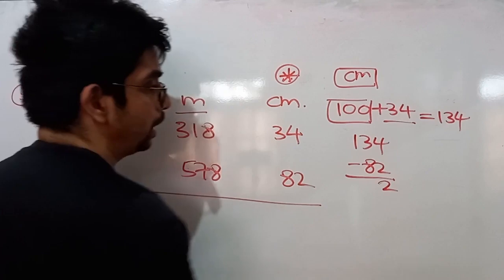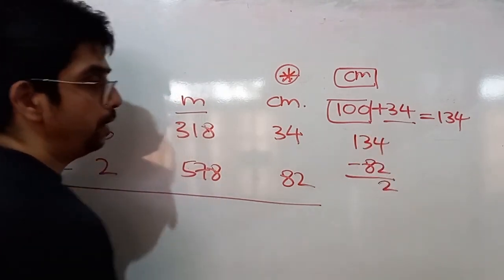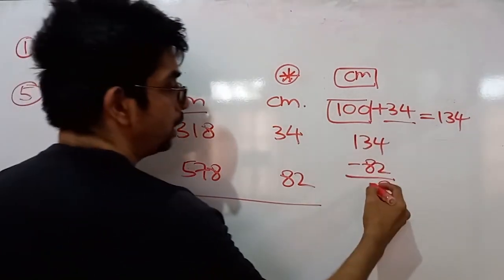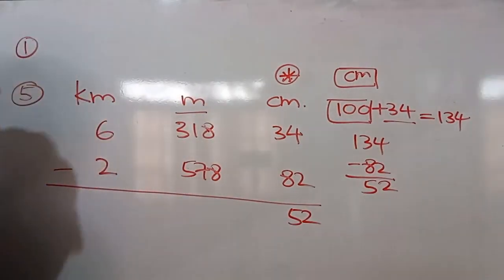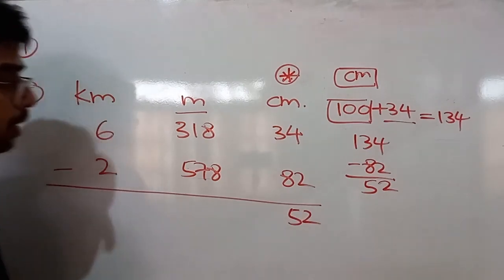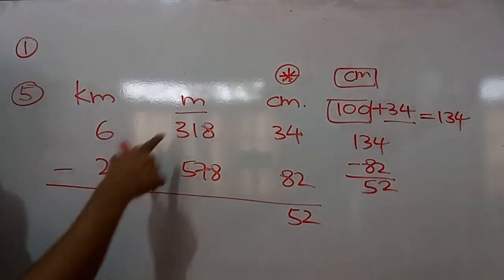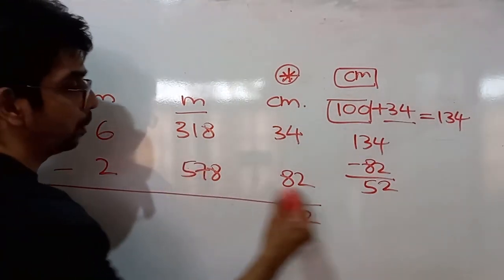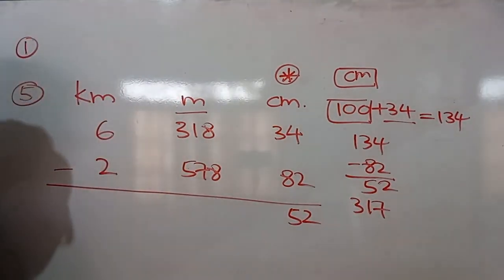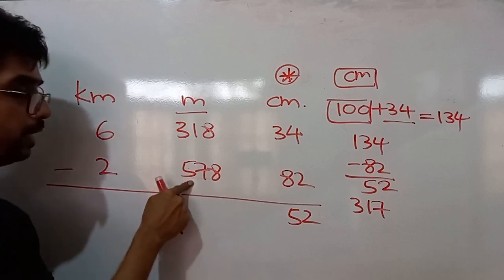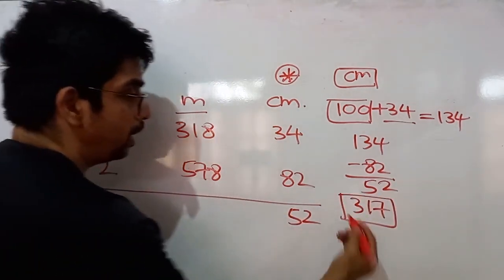4 minus 2, that's a 2. 3 minus 8 we can't do. 13 minus 8 we know that's a 5. So here this will be 52, that is centimeters. Okay. Now here the remaining meters will be what? 317. And also we cannot subtract 578 from 317 meters.